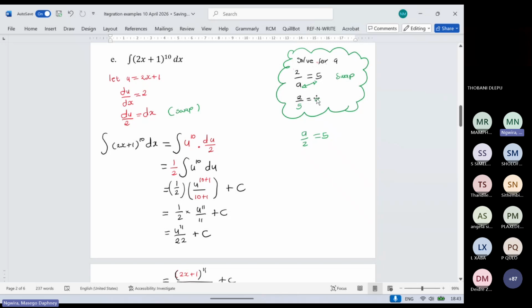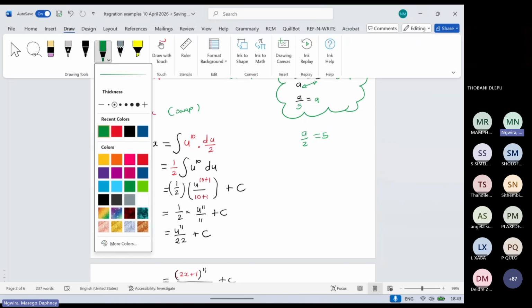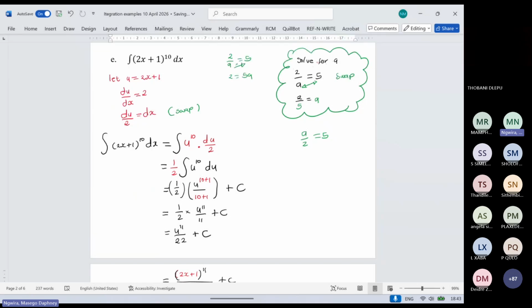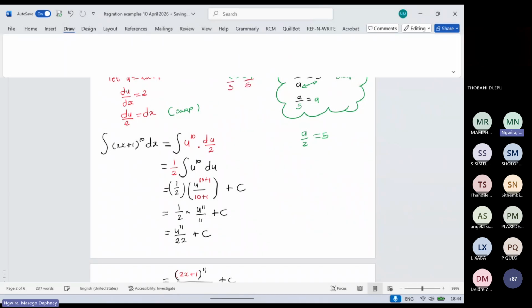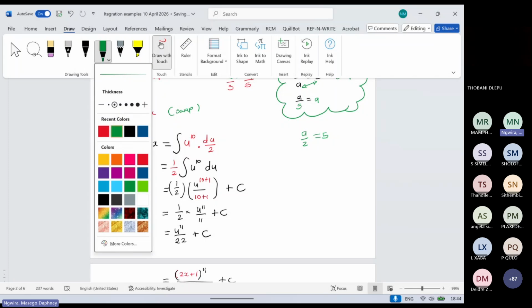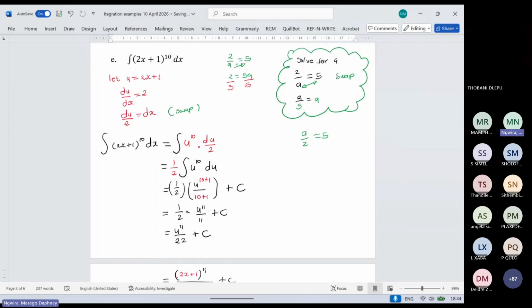So if I do it the longest way, I have 2 over a equals 5. I cross multiply this one to this side. Then I'm going to have 2 equals 5a. And then after this, I need to divide both sides by 5 because I want a to be alone. So it's over 5, over 5. Then now what happens? I am going to have 2 over 5 equals a. Why? Because these two cancelled.